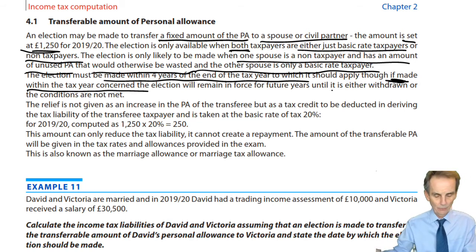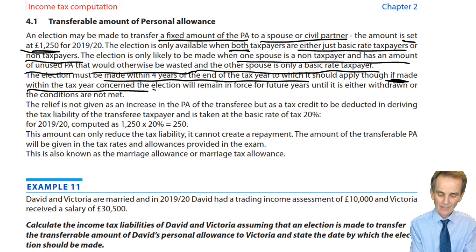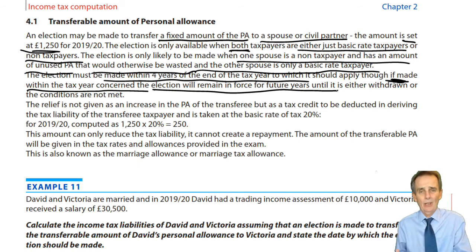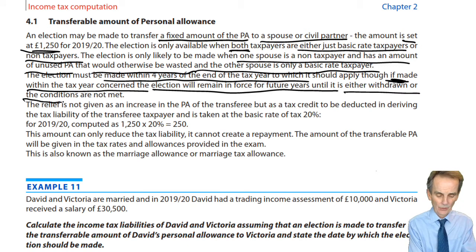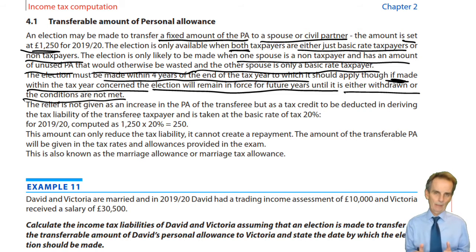If it's made within the tax year, rather than up to 4 years after the end of the tax year, then the election will remain in force for future years. So if this is something that's likely to repeat itself year on year, you can make it in the year it's operable, and it remains in force for future tax years as well. Now, don't worry, you're not stuck with that ad infinitum until it's either withdrawn or the conditions are simply not met.